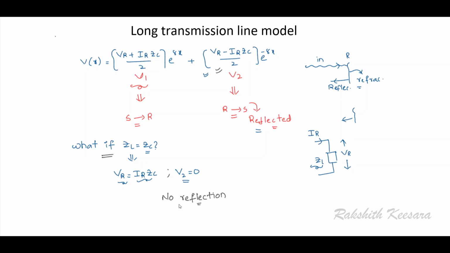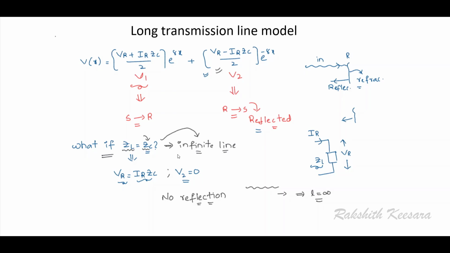There is no reflection. In other words, the traveling wave will see no receiving end. It thinks that there is no end to the transmission line, or I can tell that the line length is infinite. There is no receiving end because there is no reflection. So if ZL equals ZC, the transmission line is also called an infinite line. It doesn't really mean that the line length is infinite. It means that the load impedance is equal to the characteristic impedance. This kind of line is called an infinite line.